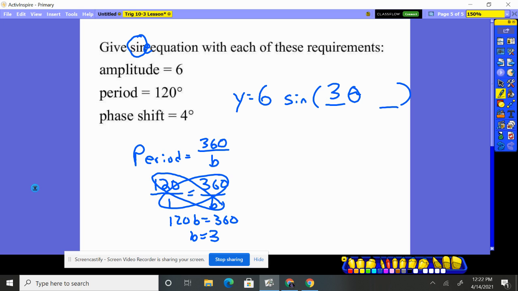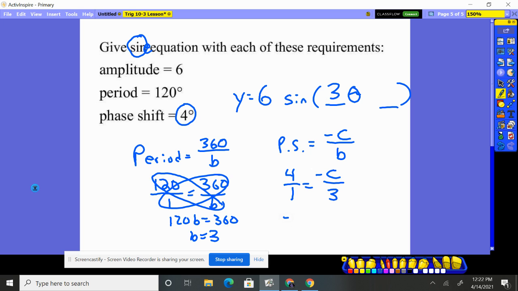I could sort of see that if every 120 degrees it repeats itself between 0 and 360, it's going to do it 3 times. It's going to repeat itself 3 times there if it's repeating every 120. Now, the phase shift. Don't make this harder than it is. The phase shift is simply the opposite of the C value divided by B. Well, we just found B. It tells us the phase shift is 4, so I just plug in my numbers. 4 over 1. The opposite of C over, what did we find B to be? B we just found to be a 3.